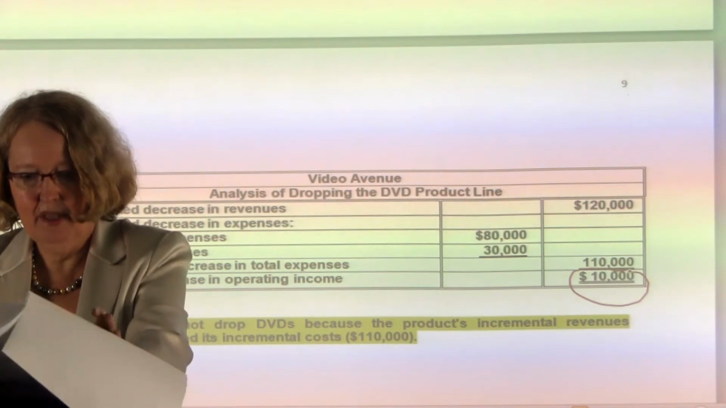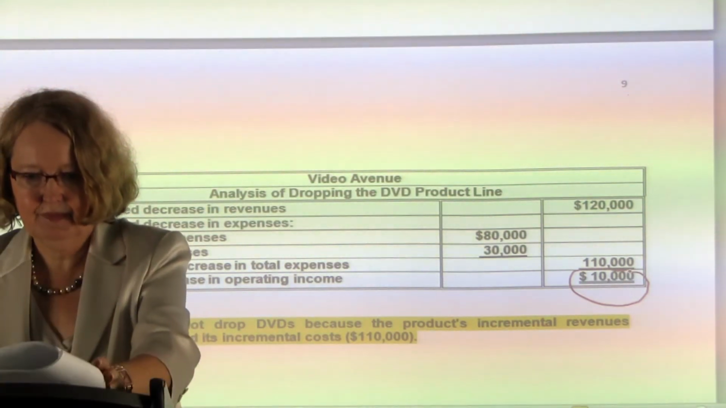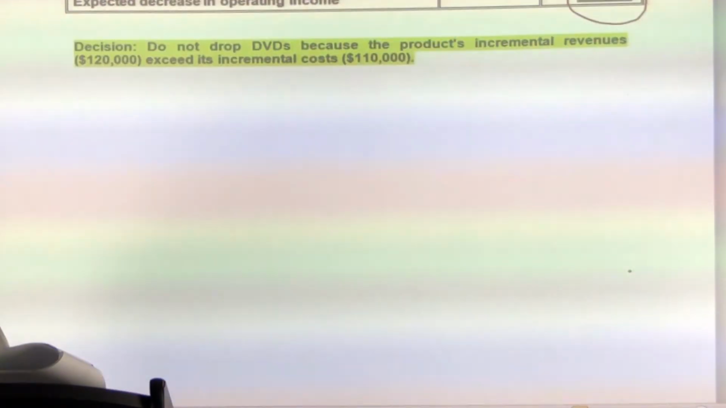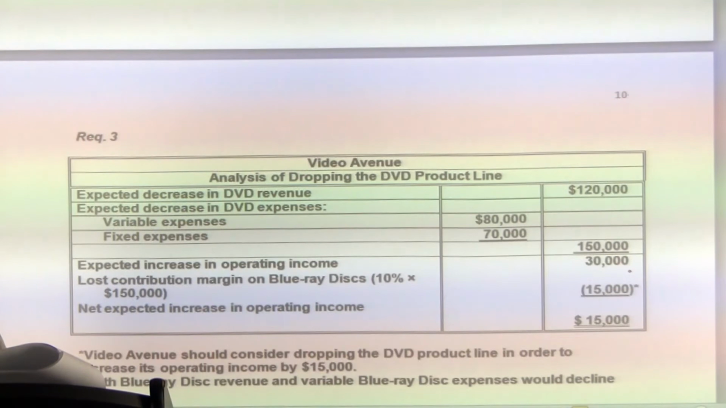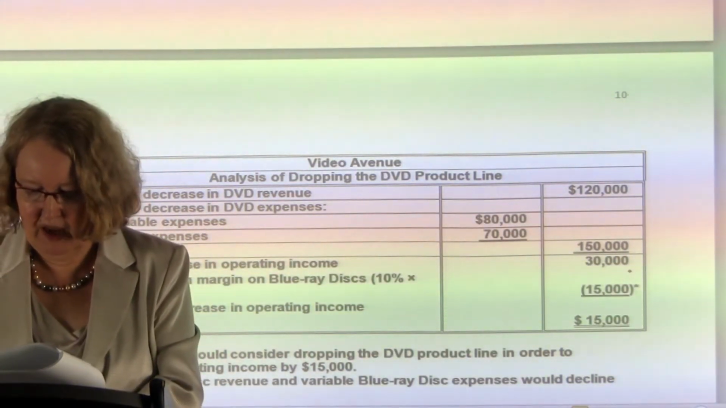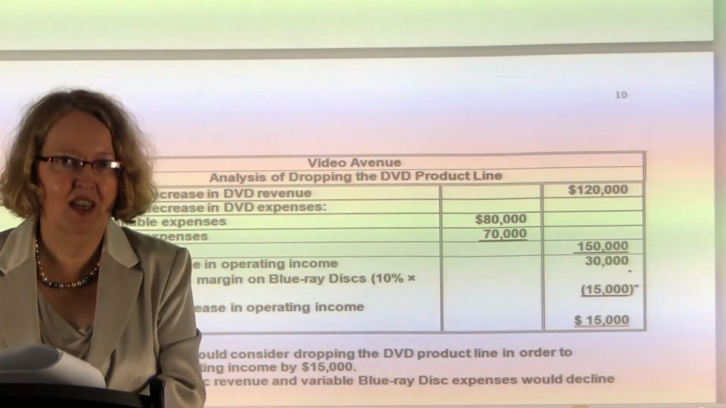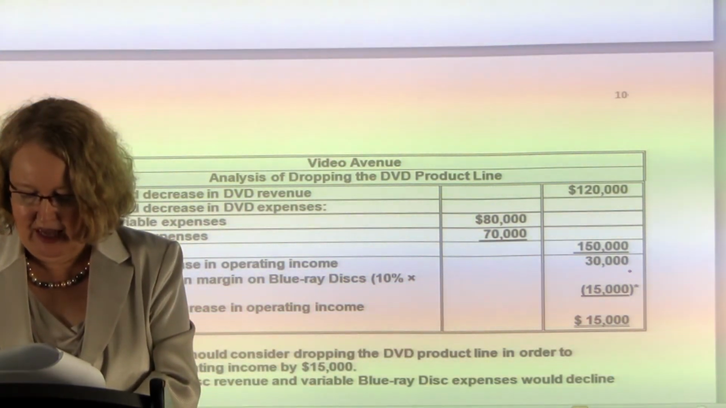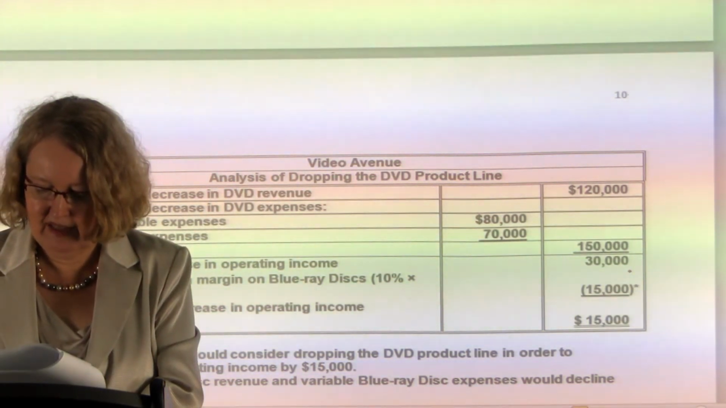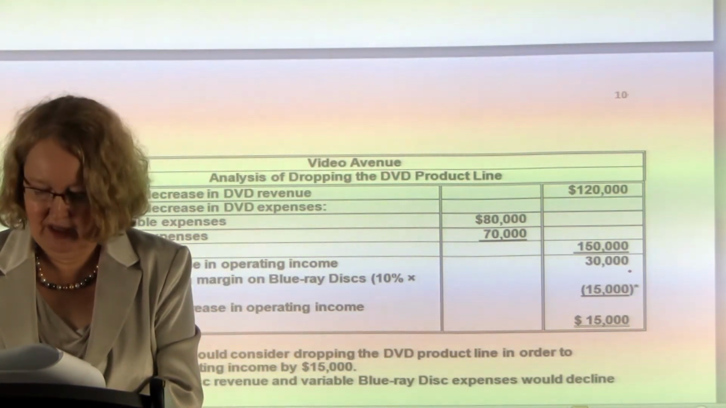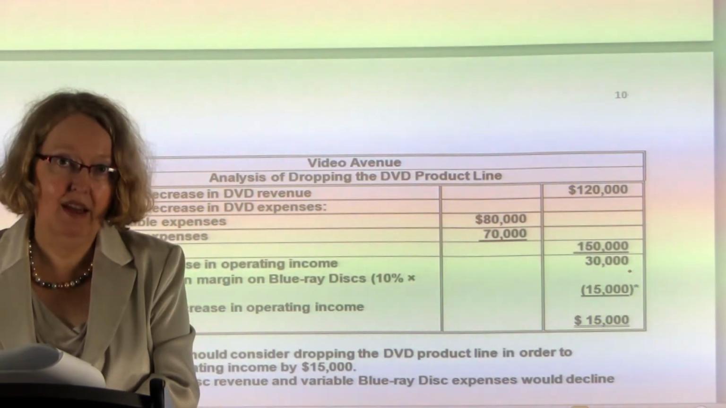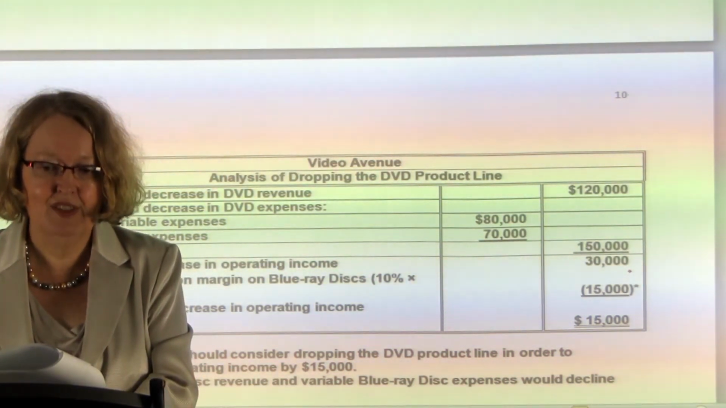Okay, so requirement number 3. Requirement number 3 is asking us to look at what would happen if, it says here, assume that all of the 70,000 in fixed costs can be avoided, but the marketing department has concluded that the Blu-ray sales would be affected by dropping the DVD line. So they're anticipating that the Blu-ray line would decline by 10%.